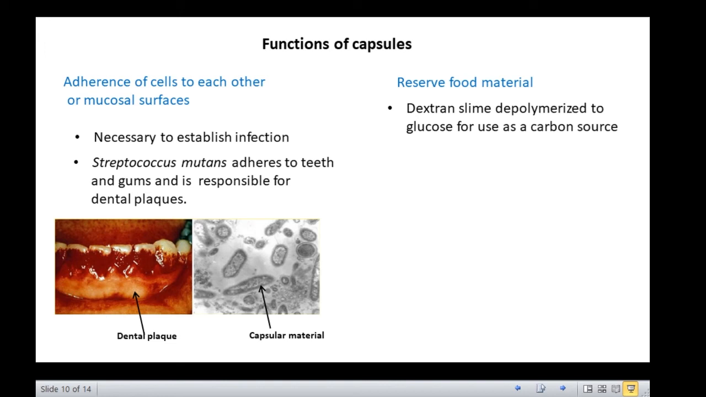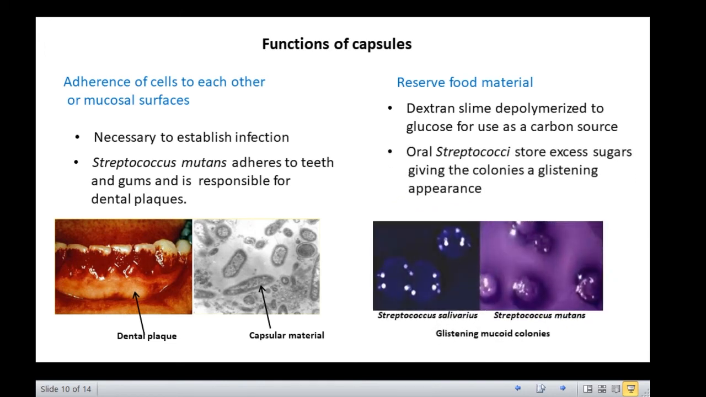The picture shows Streptococcus mutans and Streptococcus salivarius, which store excess sugars as dextran polymers, giving the colonies a glistening appearance. Note the glistening appearance of both streptococcal colonies in the picture.